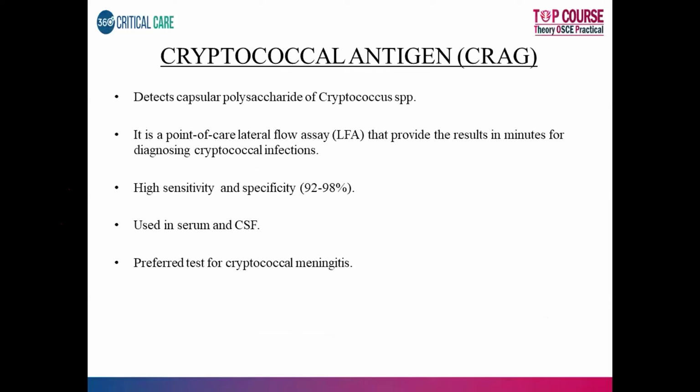Now, the last one is your cryptococcal antigen, CRAG. Most commonly we do it in HIV positive patients. It detects the capsular polysaccharide of Cryptococcus species. It is basically a point of care test, so with CRAG you will get the results within minutes, and the method is a lateral flow assay, which provides results in minutes for diagnosing cryptococcal infections. It is very specific and sensitive, 92 to 98%. You can do this test in both serum and CSF, and it is the preferred test for cryptococcal meningitis.